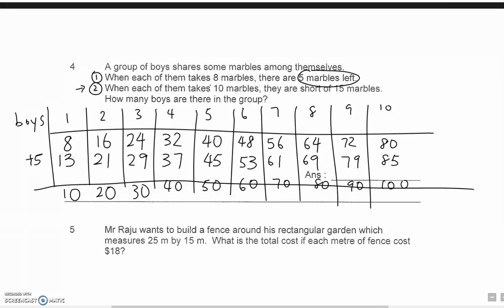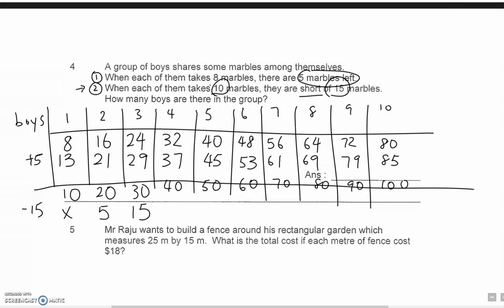They say that if you are going to give them 10 marbles each, you will be short of 15 marbles. With 10, you can't minus 15, so there's no number here. But if you give out a total of 20, because there are 2 boys, 10 plus 10, you will be short of 15, which means actually you only have 5 at the beginning. Okay? Now, if you give out 30, and you are short of 15 marbles, that means you only have 15 in the first place.